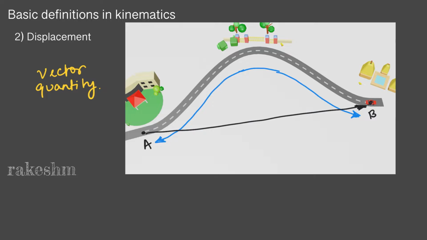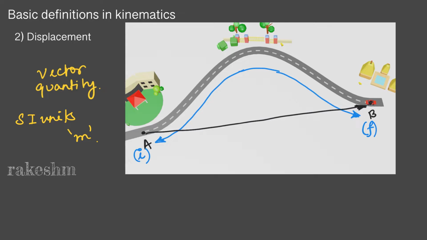which means if it is a vector quantity, it has direction. The direction of the displacement is from initial point to final point. The initial point is A and the final point is B. So it is from the initial point to final point. The SI units of displacement is meters. So the SI units of displacement is the same, meters.